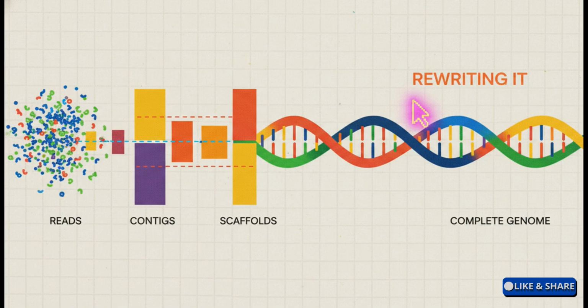As our algorithms become virtually flawless, and these new long-read technologies let us assemble the genomes of everything on Earth with perfect accuracy, will the ultimate scientific challenge shift from simply reading the code to completely rewriting it?